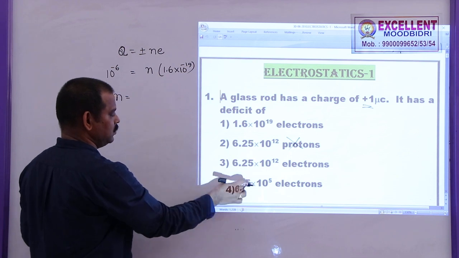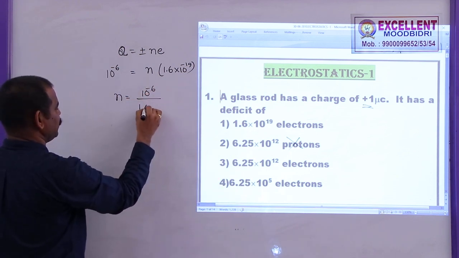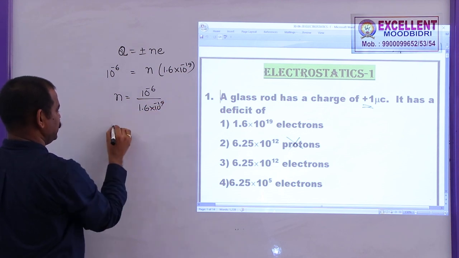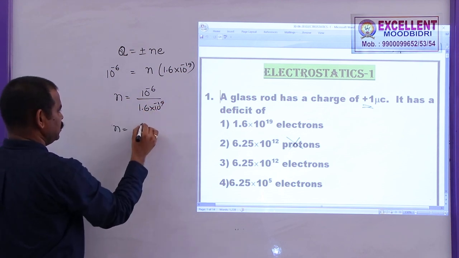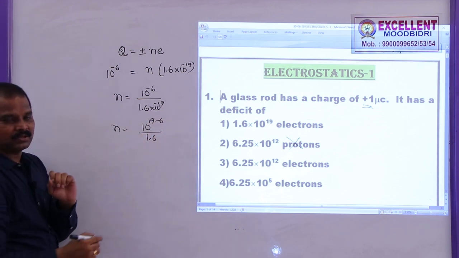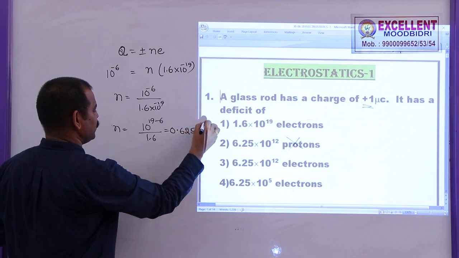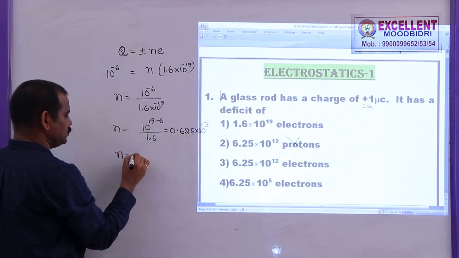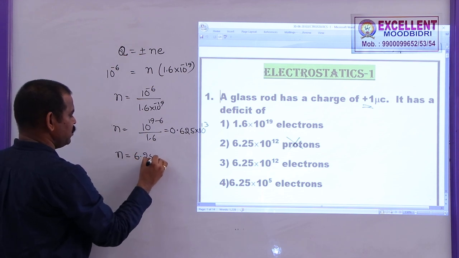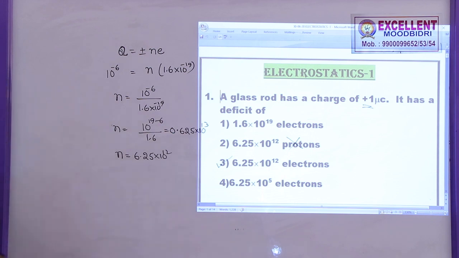So N is equal to 10 power minus 6 by 1.6 into 10 power minus 19. N is equal to, this will become 10 power plus 19 minus 6 by 1.6. 1 by 1.6 is 0.625. So this is 0.625 into 10 power 13. The number of electrons removed here is 6.25 into 10 power 12. So option 3 is correct.